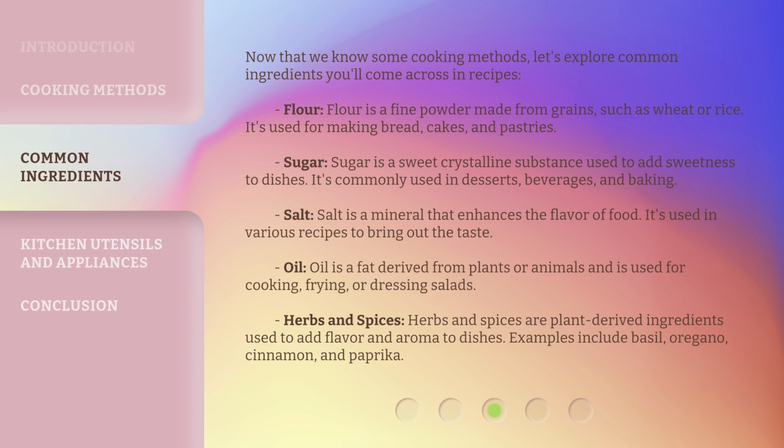Salt. Salt is a mineral that enhances the flavor of food. It's used in various recipes to bring out the taste. Oil. Oil is a fat derived from plants or animals and is used for cooking, frying, or dressing salads. Herbs and spices. Herbs and spices are plant-derived ingredients used to add flavor and aroma to dishes. Examples include basil, oregano, cinnamon, and paprika.